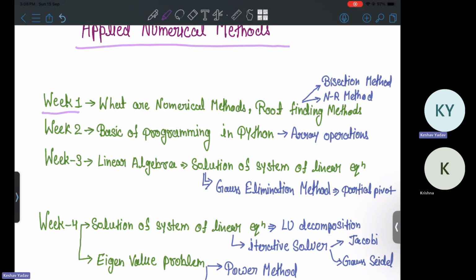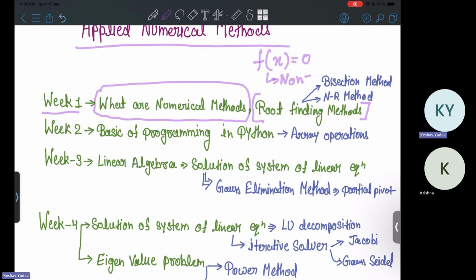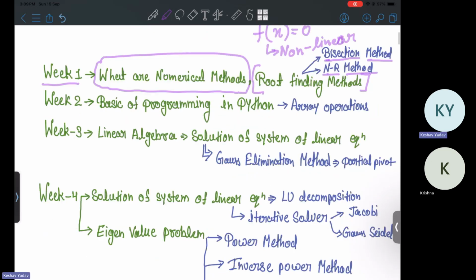In week 1, we discussed what numerical methods are and why they are important. There we saw some root finding methods, where we have f(x) equal to 0, which may be a non-linear or linear function. We try to find the root of f(x) equal to 0. There we discussed two methods. The first method is the bisection method and the second was the Newton-Raphson method.